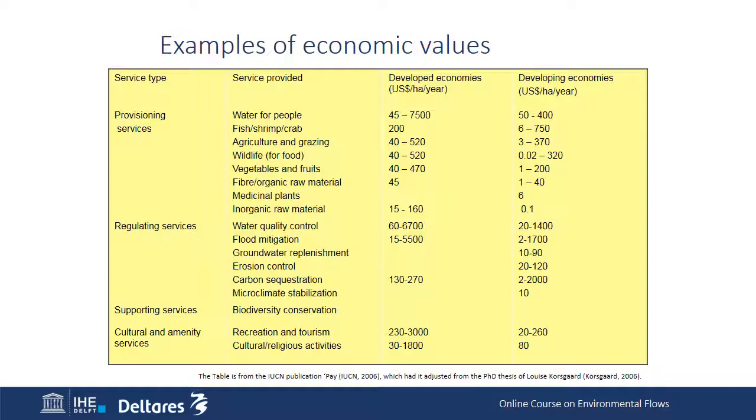This slide shows an inventory of different economic values of ecosystem services found in literature, done by Louise Korska from Denmark. What this slide shows is that for the different services, you see a large range in economic values. So there is a large uncertainty involved in determining the monetary values. It also shows there are large differences between the developed economies and the developing economies. So the monetary values are very useful, but they also involve large uncertainties.